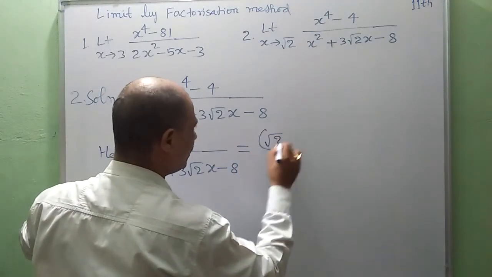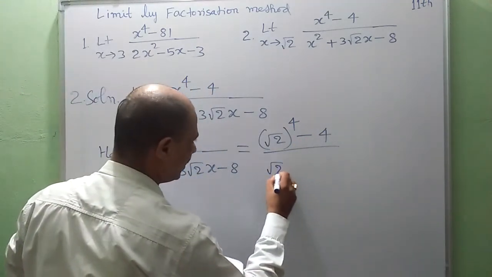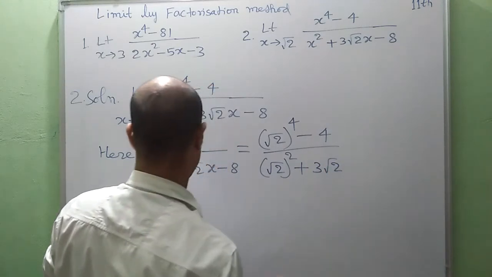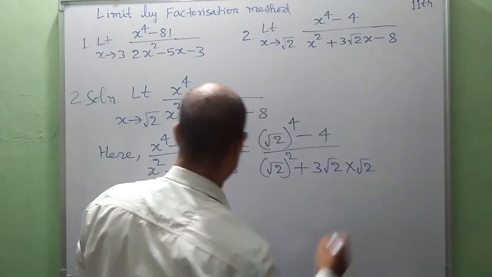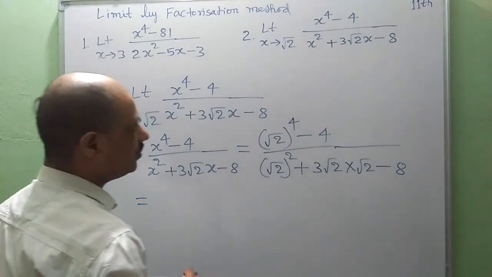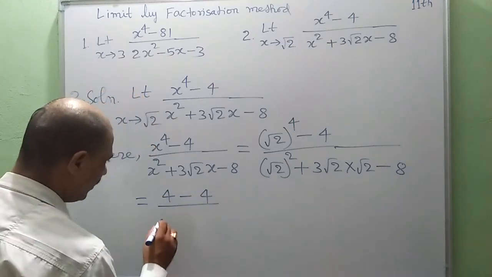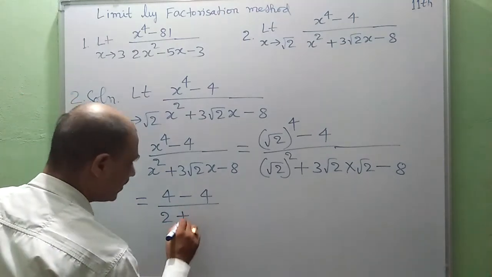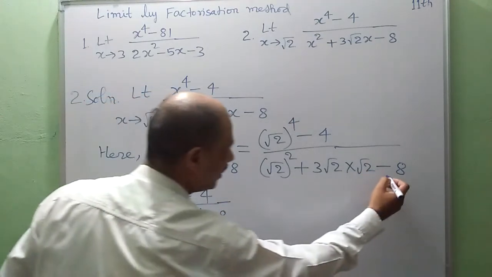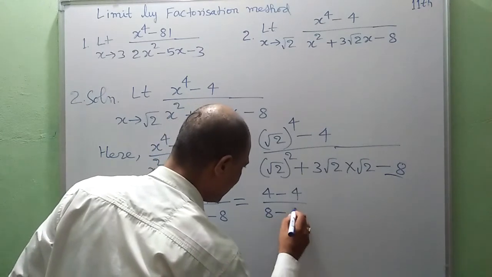In this way we have (√2)^4 - 4 over (√2)^2 + 3√2 into √2 - 8. I am checking it. (√2)^4 is 4, minus 4, over (√2)^2, that is 2, plus 3 into 2, that is 6, minus 8. Now 4 minus 4 over 2 plus 6, that is 8 minus 8.